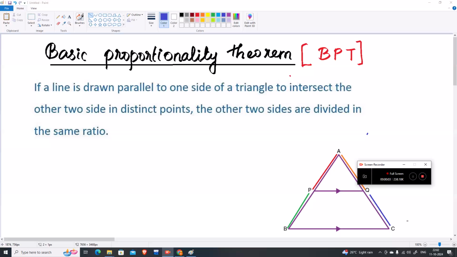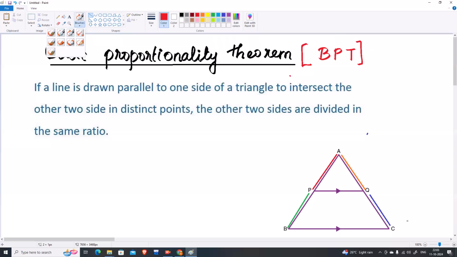Good morning, students. In this video, we are going to learn how to prove the basic proportionality theorem. In short form, we call it BPT. The theorem states: if a line is drawn parallel to one side of a triangle to intersect the other two sides in distinct points, the other two sides are divided in the same ratio.